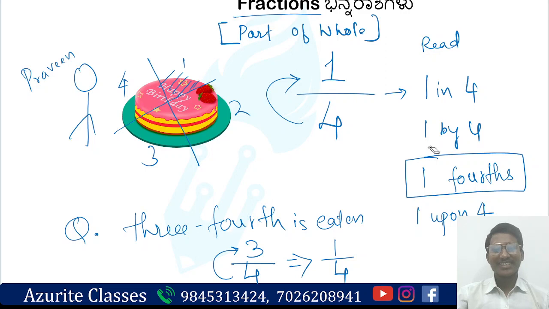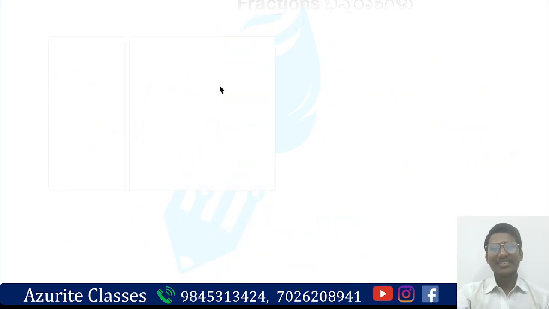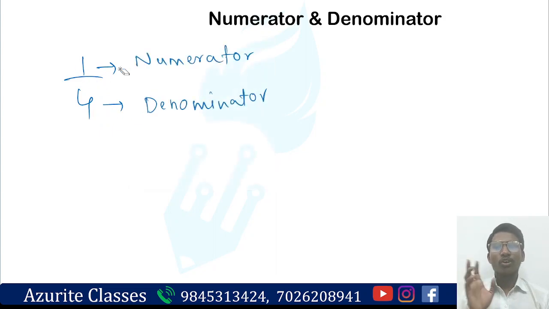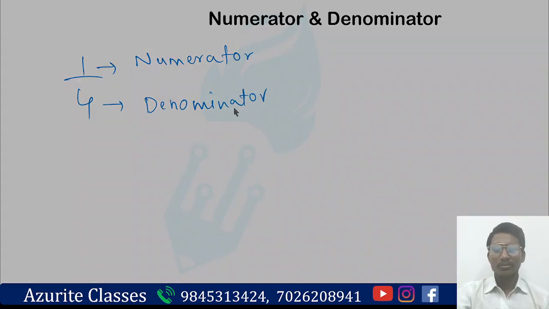Let us see the next, that is numerator and denominator. The 1 here on the top is the numerator and the 4 is the denominator. The top one is called the numerator and the bottom one is called the denominator. So what is the top one called? The numerator, and the bottom is the denominator. That is what you have to remember.